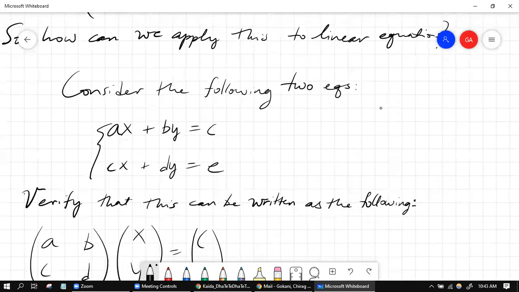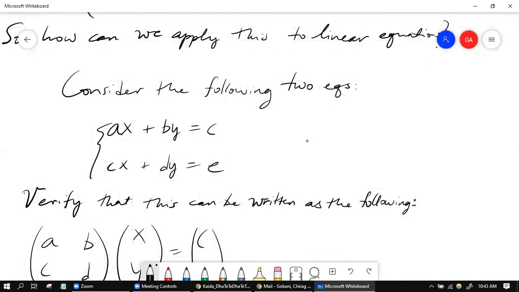Generally, all the systems of linear equations problems that we were doing were of this form: ax plus by is c, and cx plus dy is e. This is not slope-intercept form. Be mindful. This is written in a form that is nice for matrix multiplication.